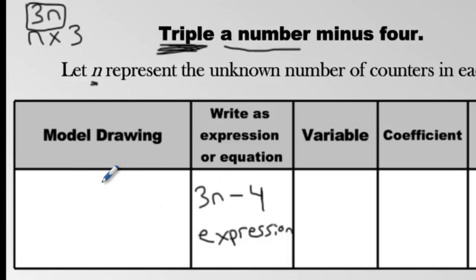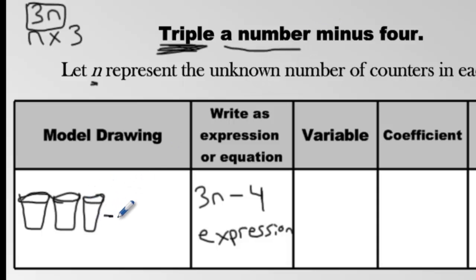How do we model the drawing, though? We're just going to do this. We're going to triple the number. Remember, put them inside of a cup. There's a mystery amount here. Put another mystery amount there. They have to be the same amount. Remember that. And another mystery amount. There, we tripled it. Then we minus 4. So put a minus sign and just draw 4 marbles. That's not hard. You just go minus and then 4.